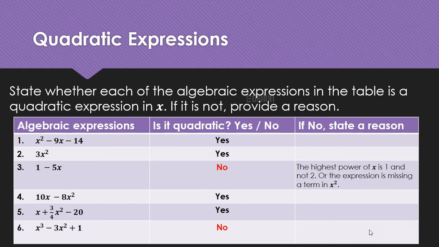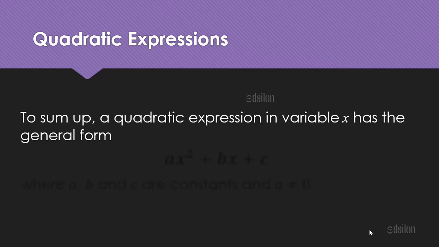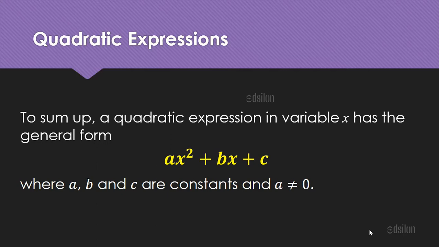What about expression 6? The highest power of x is 3 and not 2. Therefore, x cubed minus 3x squared plus 1 is not a quadratic expression. To sum up, a quadratic expression in x has the general form ax squared plus bx plus c, where a, b, and c are constants, and importantly, a is not equal to 0.